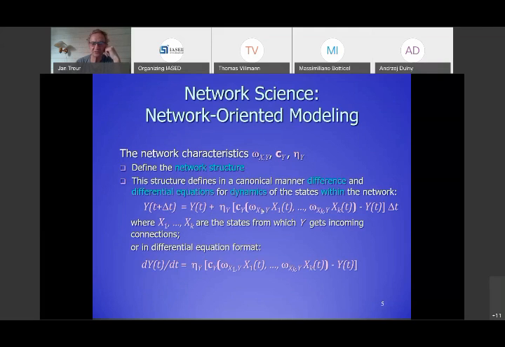According to this standard differential equation, you look at the difference between the current state value and what comes in, and then you take a fraction of that to change your current state. It's a kind of natural way of doing it, or a differential equation, which is similar.